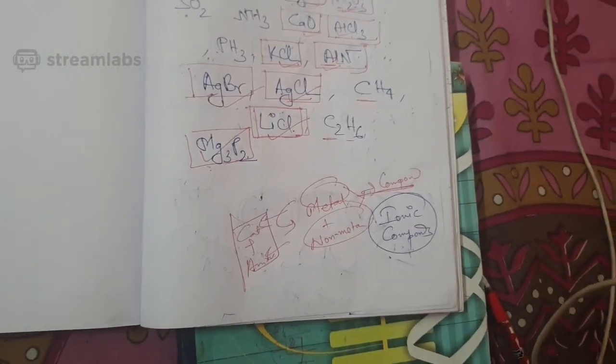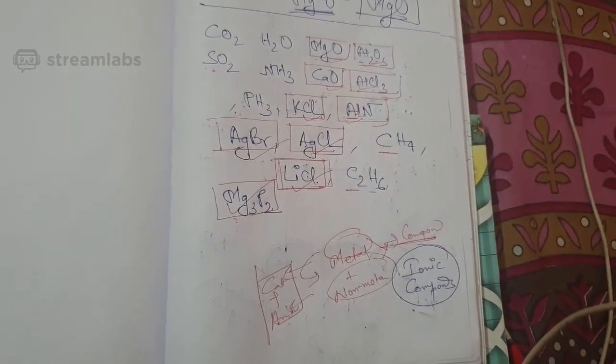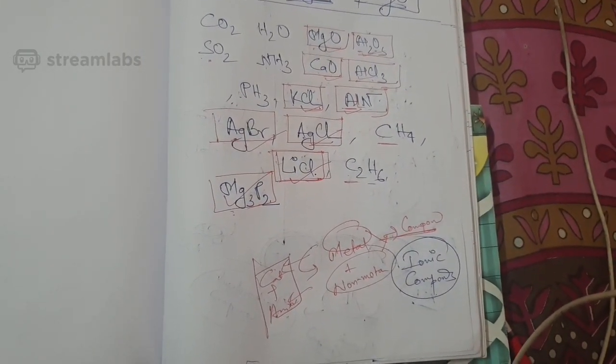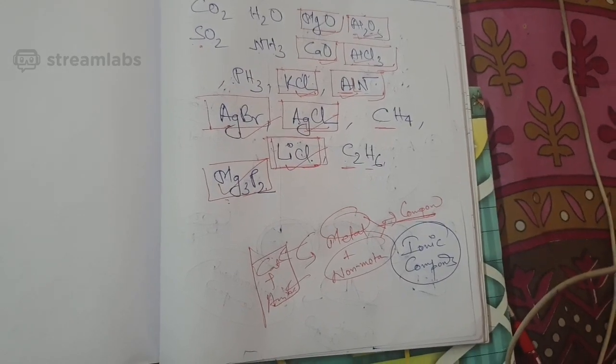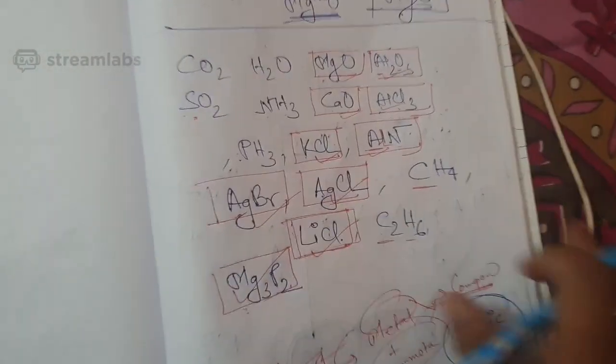So I hope that you understand this concept very well. Such type of compounds are known as ionic compounds. So that is how we proceed now. Okay, so that is one part. I hope that you have understood this part.